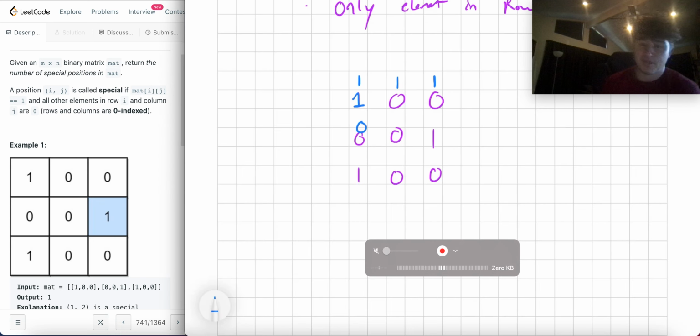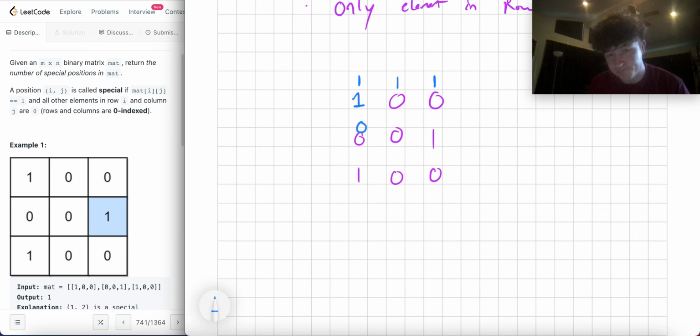Only time will tell. If I look at this row then, okay, there's zero ones in this row. There's zero ones so far in this row. There's one one so far in this row. So I change all the elements to one.